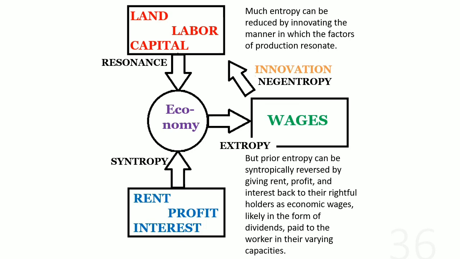Much entropy can be reduced by innovating the manner in which the factors of production resonate. But prior entropy can be syntropically reversed by giving rent, profit, and interest back to their rightful holders as economic wages, likely in the form of dividends paid to the worker in their varying capacities.